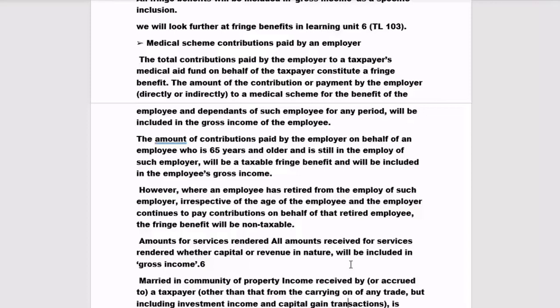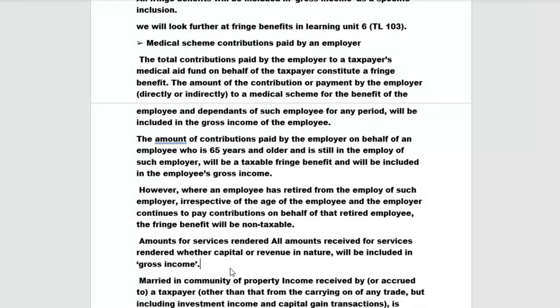Basically, what they say here is what I have explained just now, to say that if they choose to pay that medical aid on your behalf, obviously that will depend on the conditions of your job. But it will be non-taxable if you are a retired person over the age of 65. On the amounts for the services rendered, all the amounts received for the services rendered, whether they are capital or revenue in nature, will be included in your gross income.